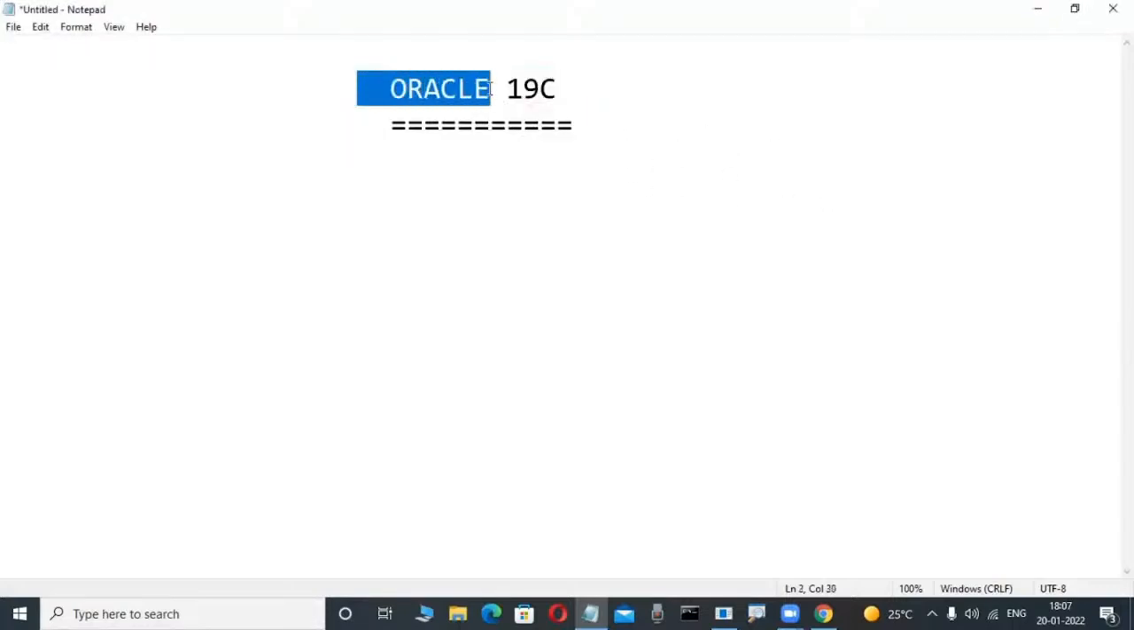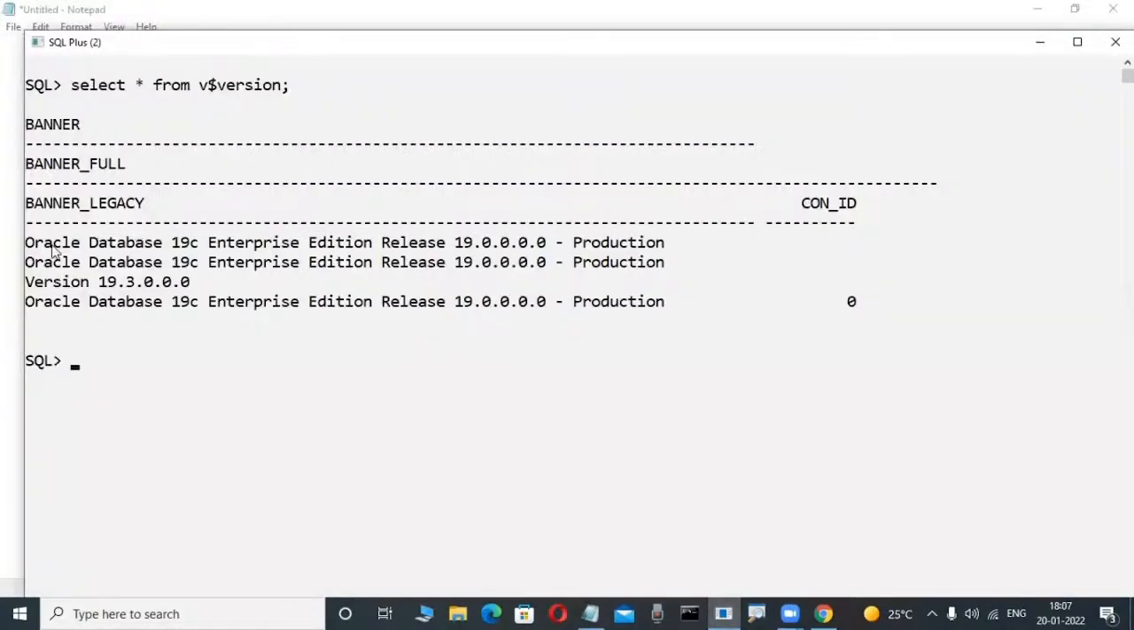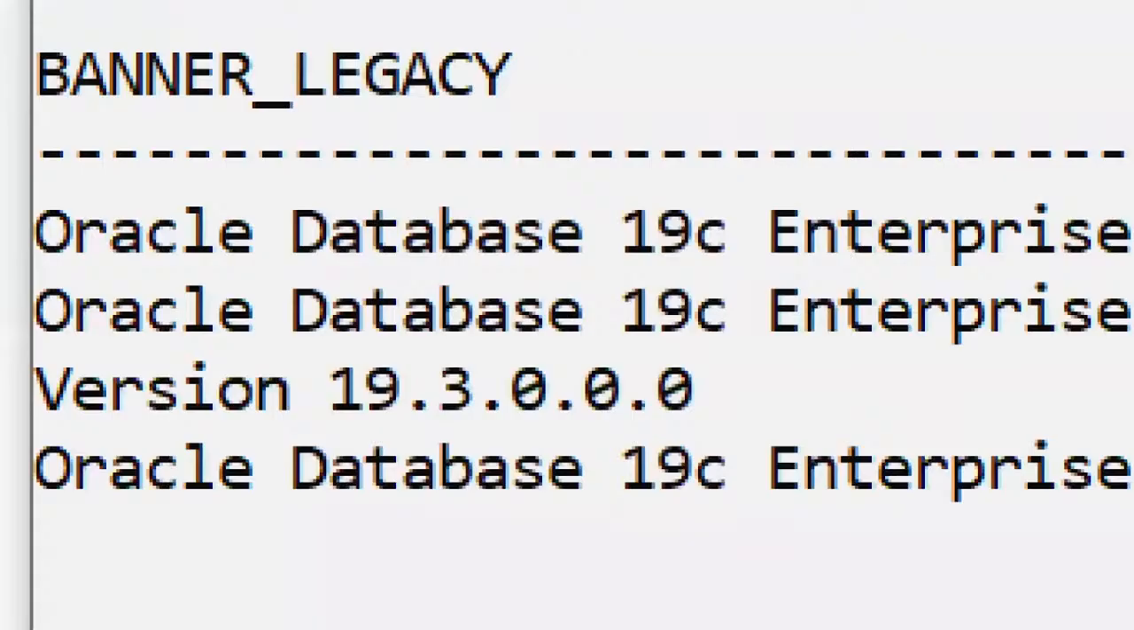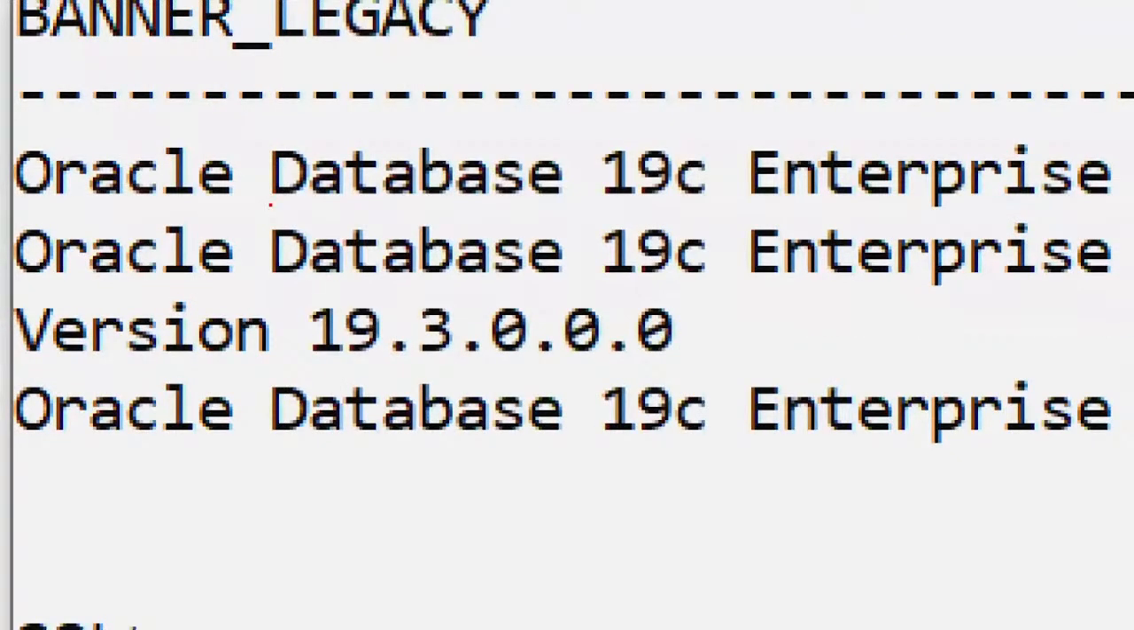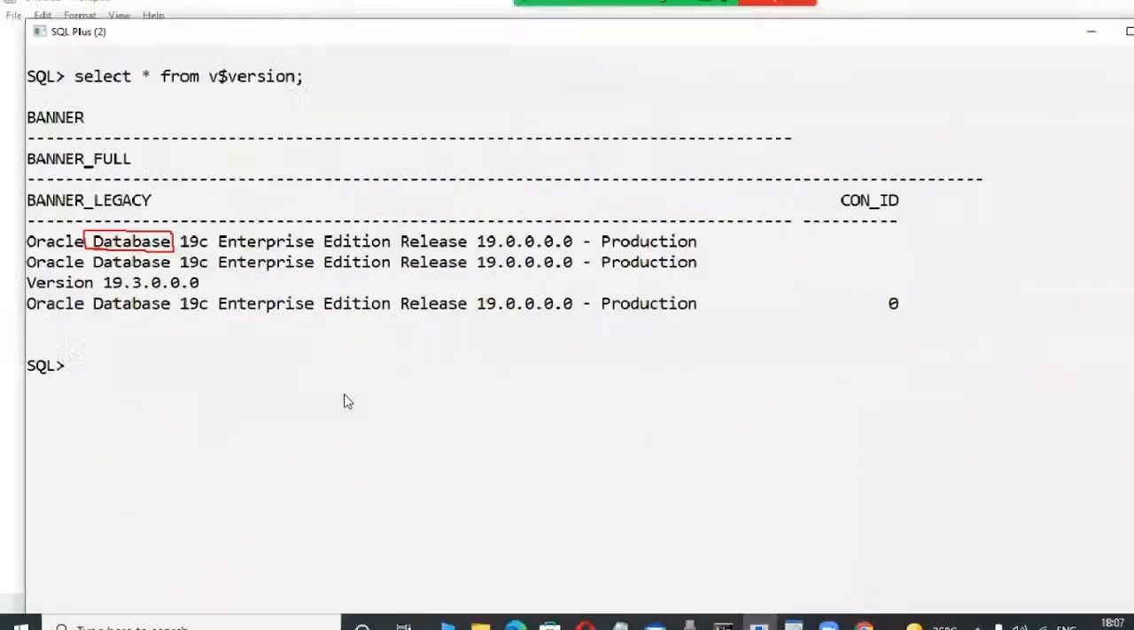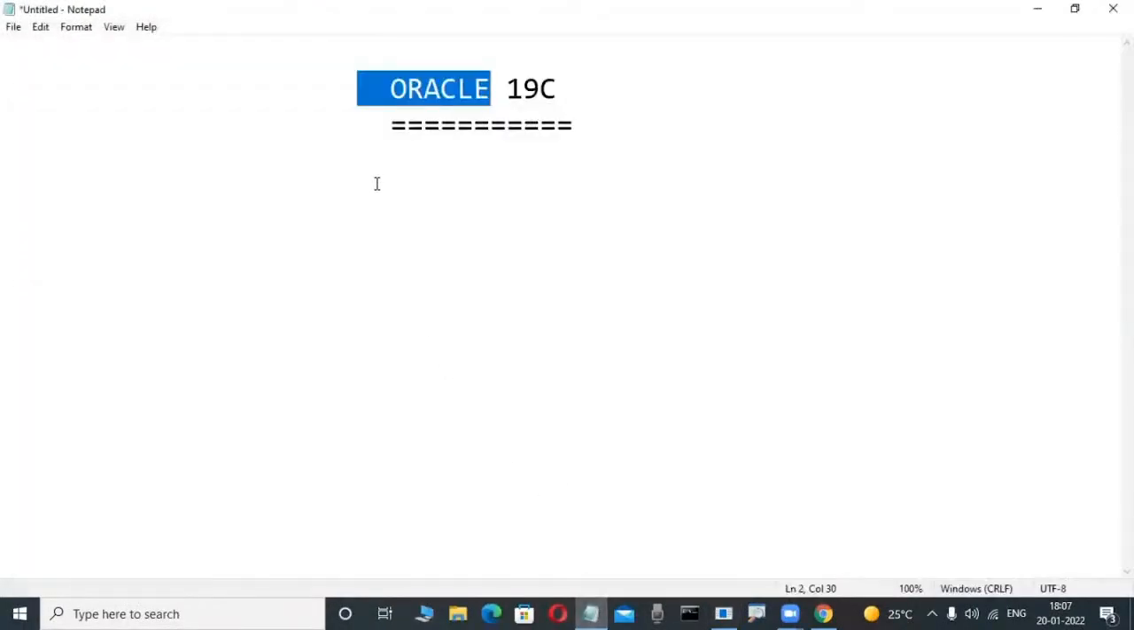But what is this Oracle? Slowly observe it here. Oracle is a product from Oracle Corporation, and this is a database product. So many fellows have an idea that Oracle is a database product. Okay, fine. And now check it out.